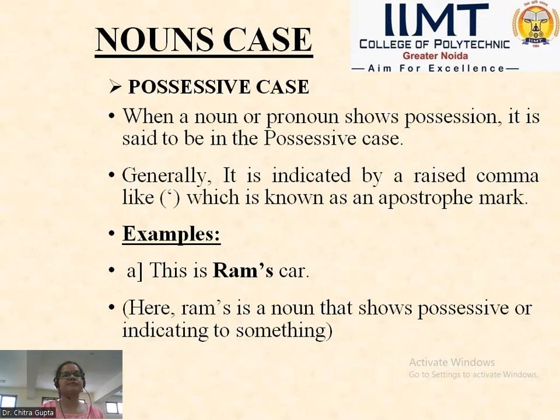Take for an example, this is Ram's car. As I have already told you, and it is mentioned at the top also, the possessive case is generally indicated by an apostrophe mark. So Ram's is showing that the car is the car of Ram. Here Ram is a noun that shows possession, indicating that this car belongs to Ram. So this is Ram's car.